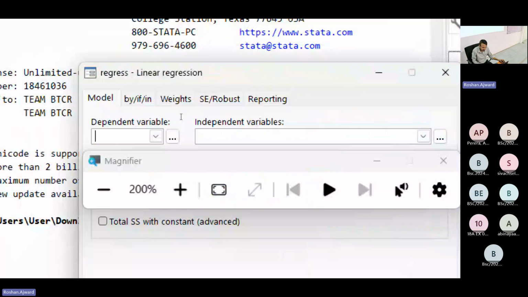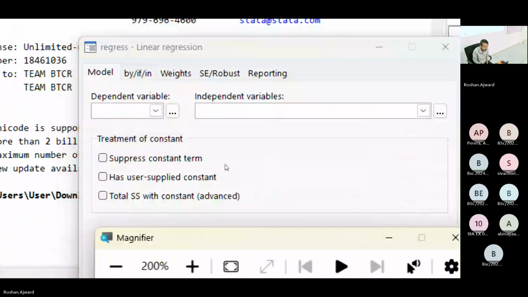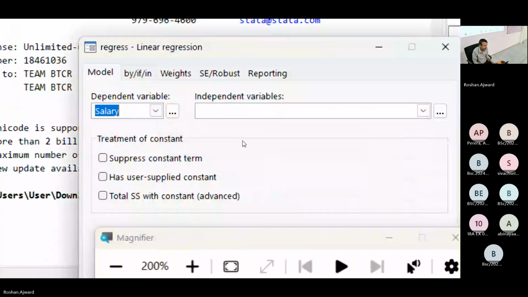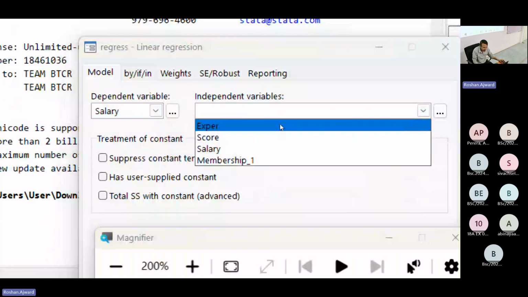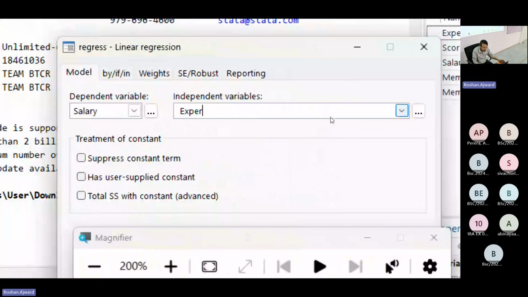In this dialog box, the first thing it asks is what's the dependent variable? Go and see the list. What's the dependent variable? Salary. You were telling that salary depends on two things, independent variables. So what are the two independent variables? The two independent variables are experience and the score.